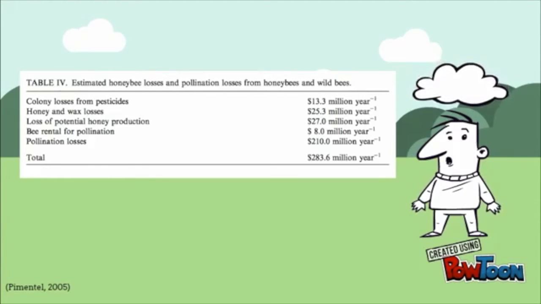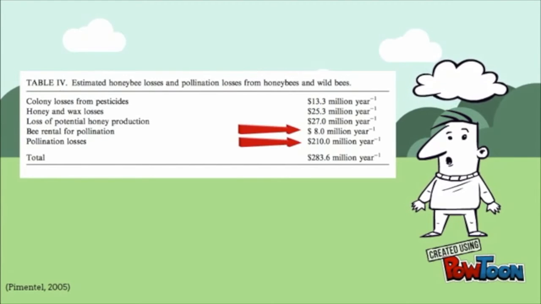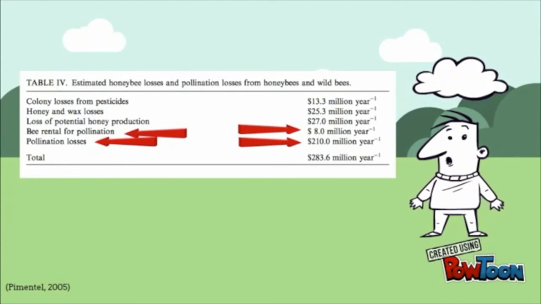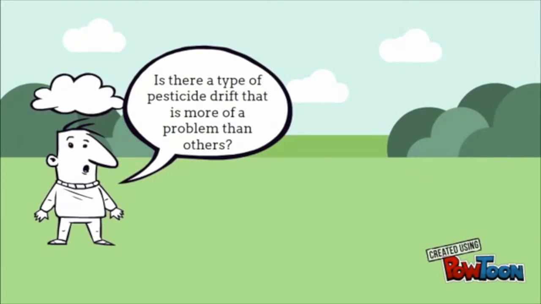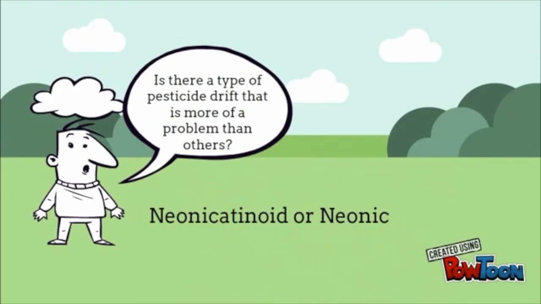For example, in the US, losses of domesticated and wild bees from pesticide drift have an impact on crops of $218 million a year, largely relating to the pollination services bees provide naturally and through hive rentals. If many flowering plants are not pollinated, they will not produce the fruit that we eat. A type of pesticide that is more of a concern than others is called neonicotinoids, or neonics for short.